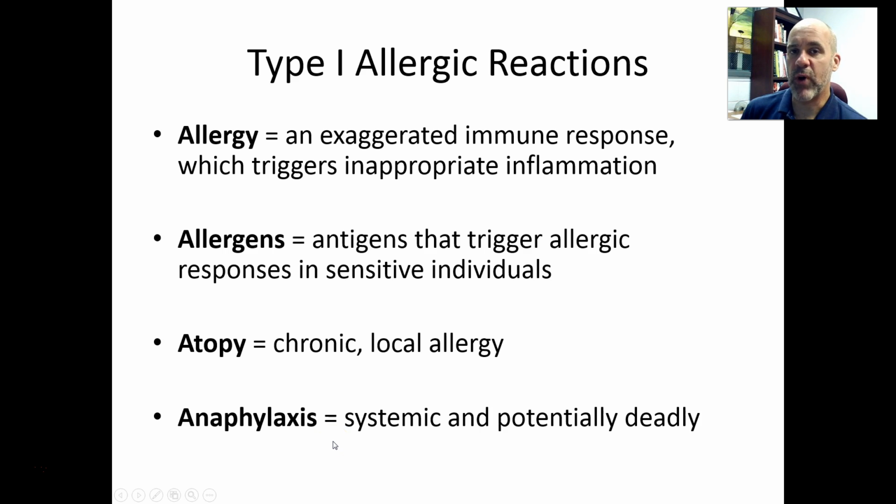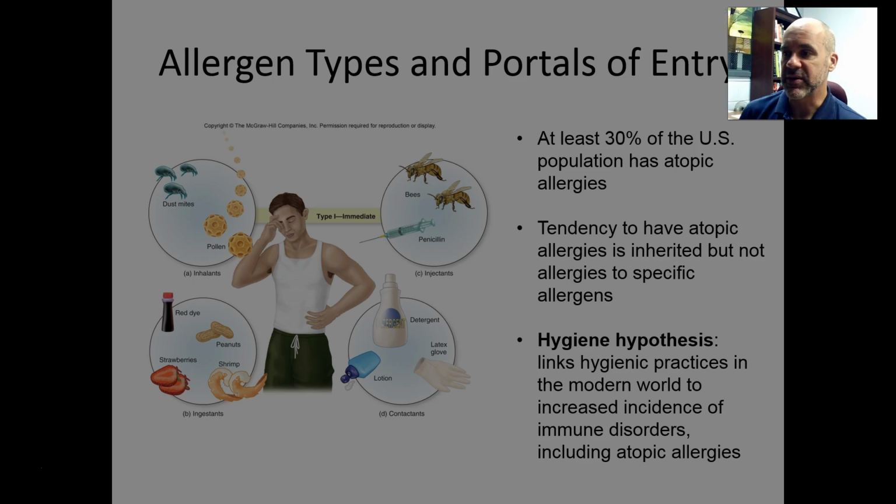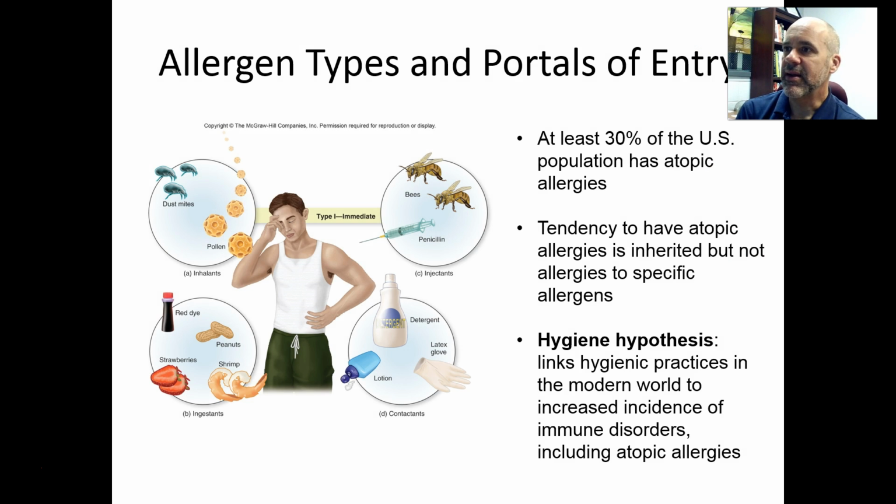Anaphylaxis is where you have a widespread allergic reaction across the entire body all at the same time. So that's systemic and potentially deadly, because this is another case where you have inflammation going on across your entire body all at one time. And remember what that does to your blood vessels. Your blood vessels dilate, and when your blood vessels dilate across your entire body all at the same time, that can be deadly because your blood pressure is going to drop to dangerously low levels.